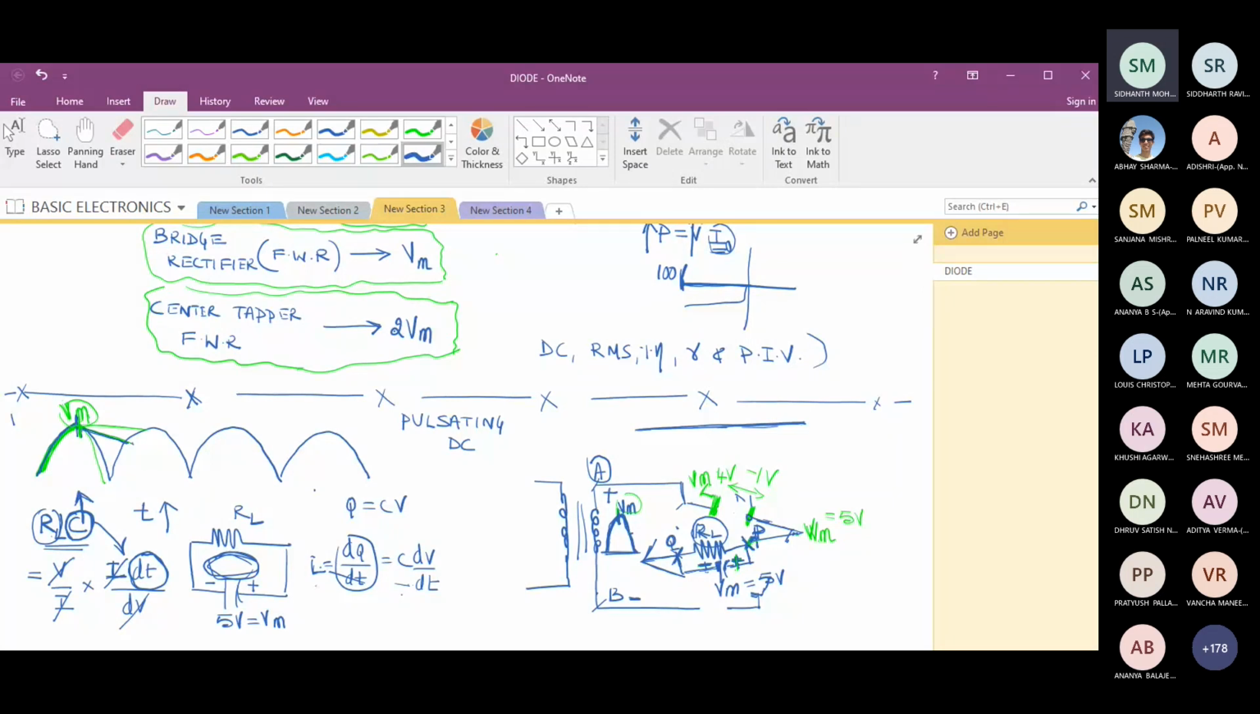Are you getting it? So this is how you have to design a circuit. You have to choose a capacitance value in such a way that it will slowly discharge. In the sense, if you take a very high value of capacitance, it will slowly discharge. Are you getting it? All of you getting this?